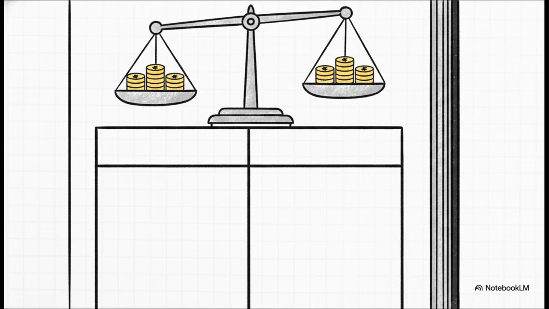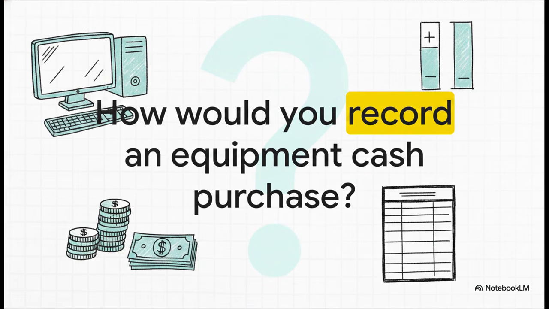And remember, the golden rule: for every single entry, the number in the debit column absolutely must match the number in the credit column. Total balance every single time. It's non-negotiable. To wrap up this explainer, I want to leave you with a quick challenge to chew on.